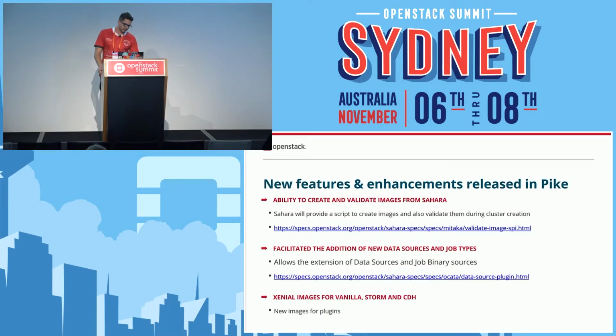Something new, actually: we create Xenial images for Vanilla, Storm, and CDH. So OpenStack is changing all the images to Xenial, and we're following the trend. We updated our plugin versions, and then we're creating the images with the new distribution for Ubuntu.